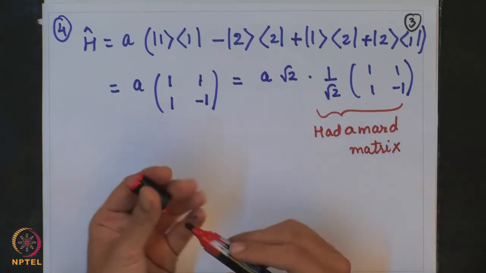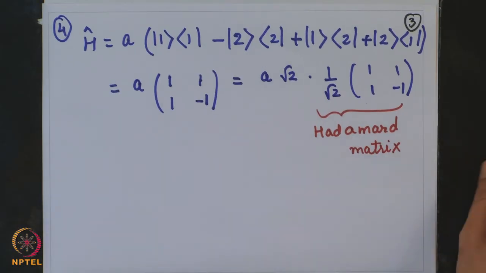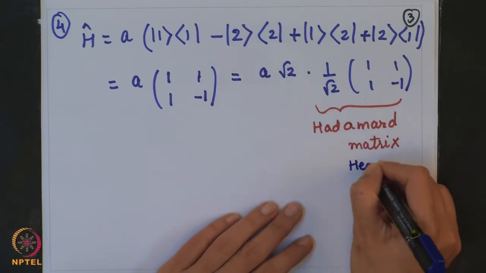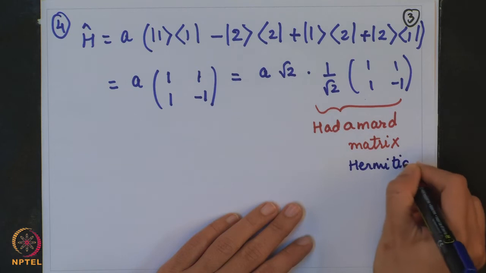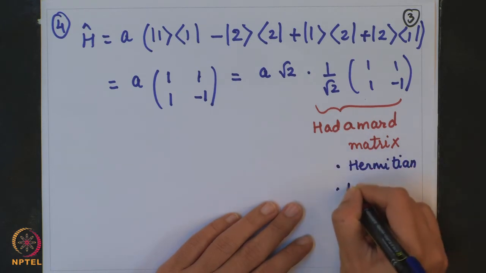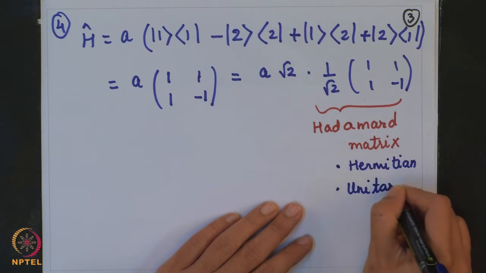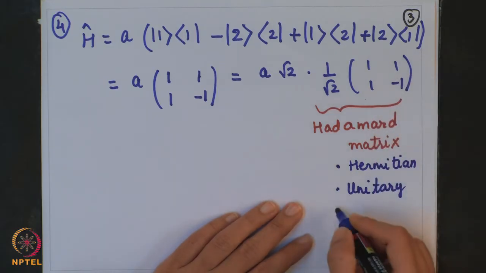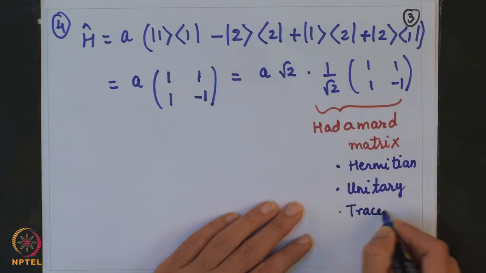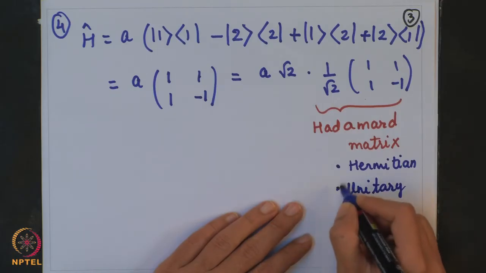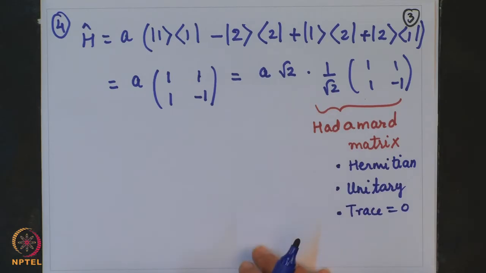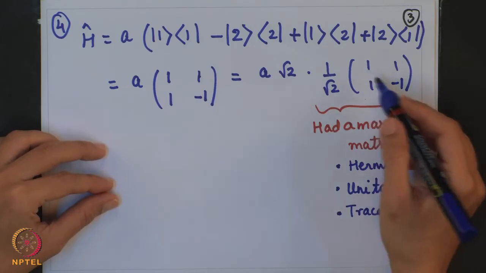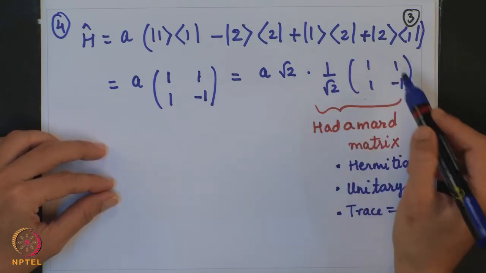Okay. So, now we know the properties of this matrix. First, it is Hermitian, then it is a unitary matrix, and you can see from here it has a zero trace. So, trace is 0. Okay. So, these are the 3 properties of the Hadamard matrix.